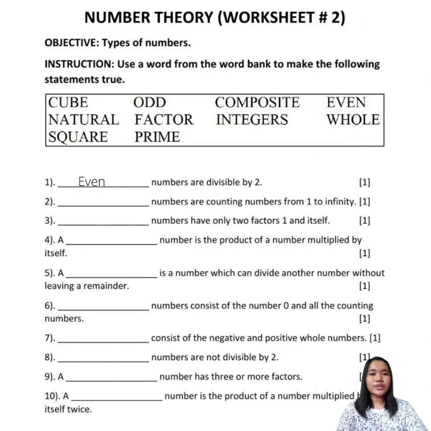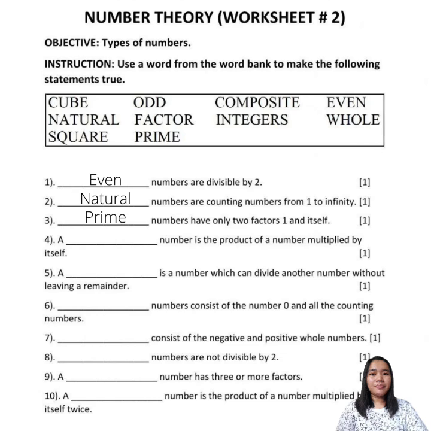For the number 2 question, blank numbers are counting numbers from 1 to infinity. The answer on this is natural numbers, because natural numbers are those that begin with 1 and conclude with infinity. To put it another way, we look at natural numbers as a collection of whole numbers excluding 0 and negative values. Number 3 question is blank numbers have only 2 factors, 1 and itself.